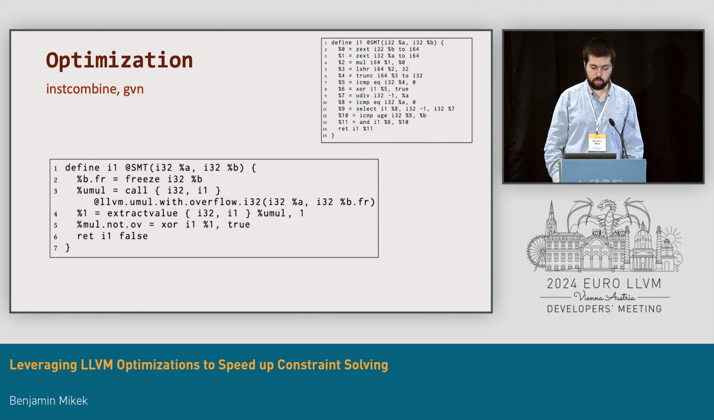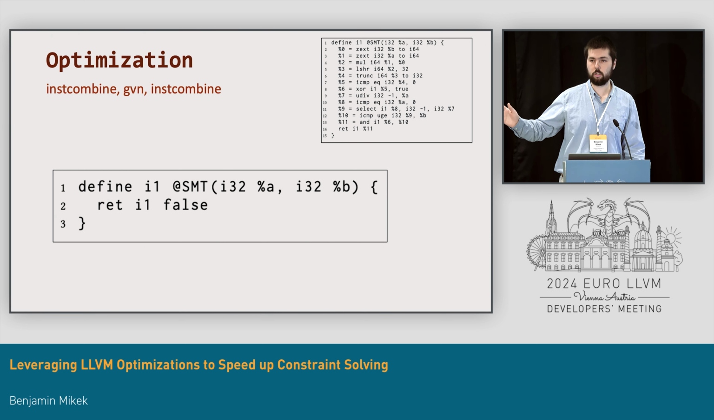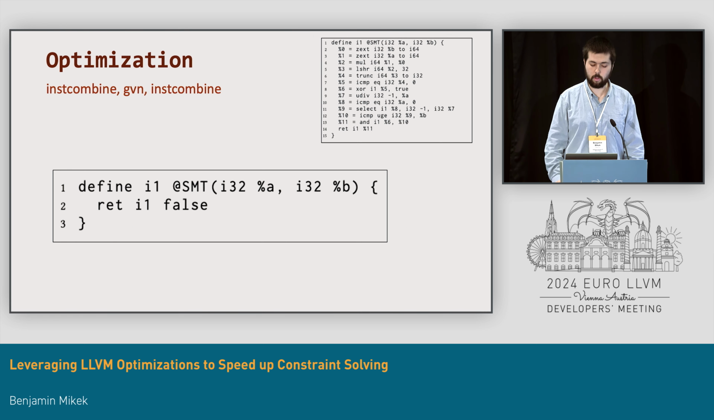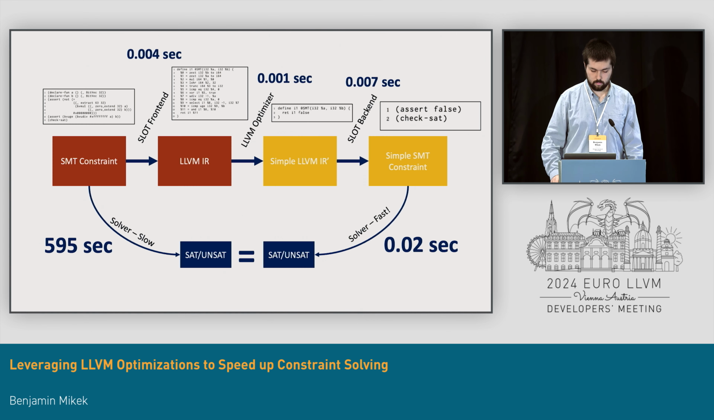Then we do global value numbering. That lets us get rid of one of those. And then finally, a final run of inst combine simplifies everything away. So the LLVM optimizer started with that function, went through these 3 optimization passes, simplified everything away, and was able to conclude that this function always returns false. And now we just have that very simple last bit, the translation back to SMT, the backend translation, which gives us this SMT constraint that asserts false. And this, as we saw before, Z3 can solve almost instantly.